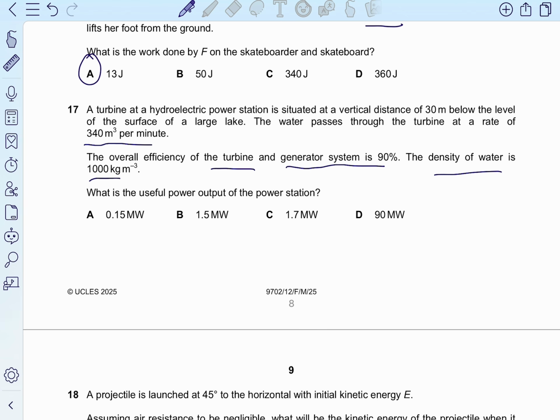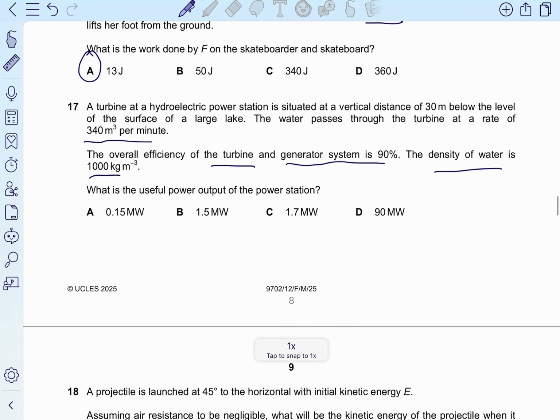If I want to find the useful power output, if the efficiency is given, I have to find the input power first. The input power, because the water is just being stored, would obviously just have energy as the gravitational potential energy, which is given by mgh. Obviously, this will be converted to kinetic energy, but I can just assume it's mgh, because that same energy is going to be converted to kinetic. Now, what's the mass of the water that's passing? I don't know the mass, but I know the density and the volume. Since density is mass divided by volume, the mass of the water is density into volume. So it's 1000 into 340, and that's the mass.